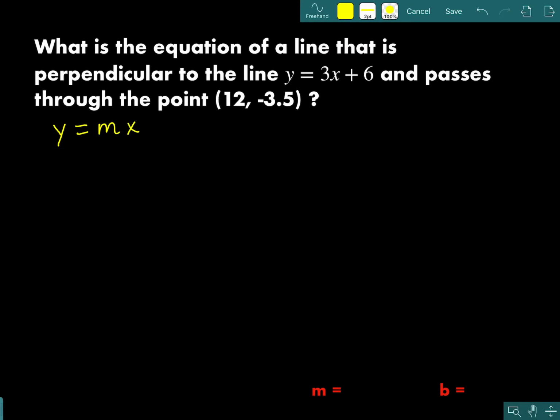So -3.5 equals -1/3 of 12. 12 divided by -1 is -12. -12 divided by 3 is -4. Now to get b by itself, we're going to add 4 to each side. And so what we get is 0.5 equals b, or 1/2 equals b. So over here, I can write b equals 1/2.